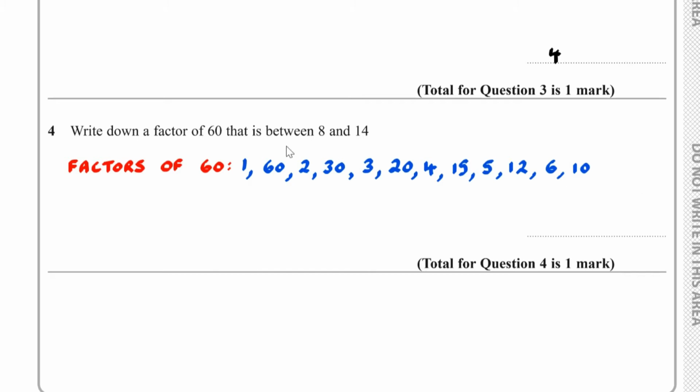What we want is a factor of 60 between 8 and 14. Well, one of the factors in between 8 and 14, we could have this 12. We could also have this 10. We could choose either of these. I'm going to write down 10.